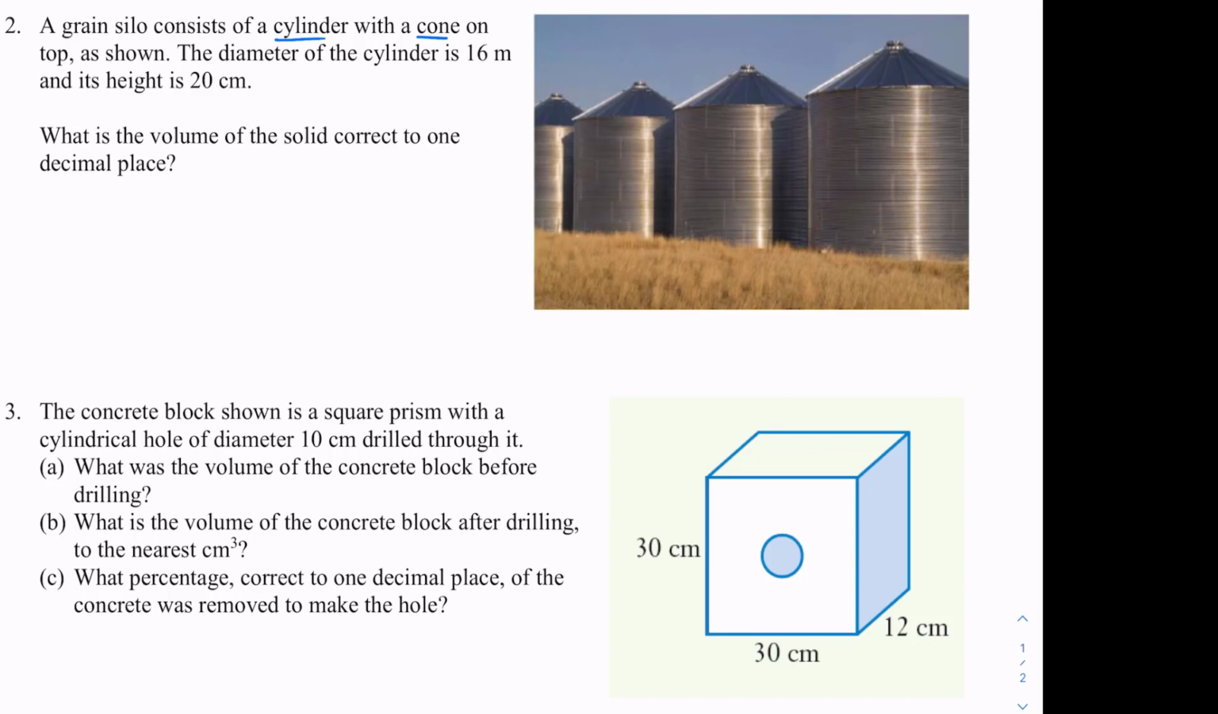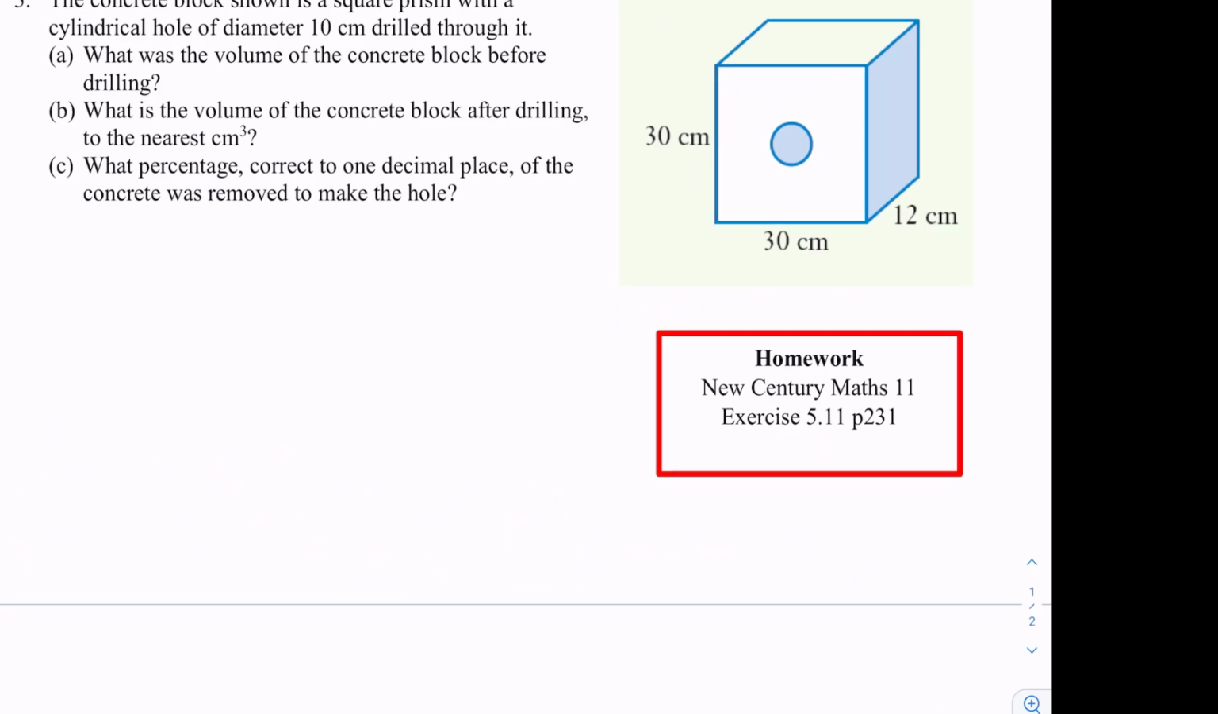The diameter of the cylinder is 16 metres and its height, and we should really change this to 20 metres. And I said, what is the volume of the solid? But can we change this to what is the volume of the cylinder? Correct to 1 decimal place. Well, here is my cylinder, here. And we know that the diameter of the cylinder is 16 meters. So that means the radius must be 8. So volume equals pi r squared height, which is pi times 8 squared times the height, which is 20. And what I get is 4,021.2 meters cubed.